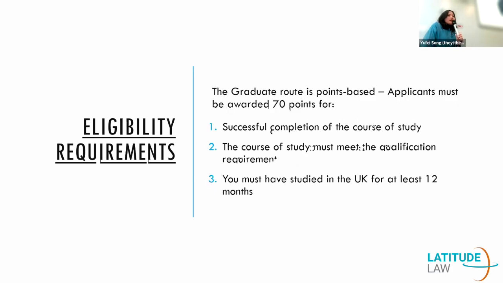Okay, and the eligibility requirements. So to apply for a graduate visa, you essentially need to score 70 points. And first of all, you need to have successfully completed your course of study. Your course of study must meet the qualification requirement, and you must have been in the UK for at least 12 months. And we'll look at them one by one.